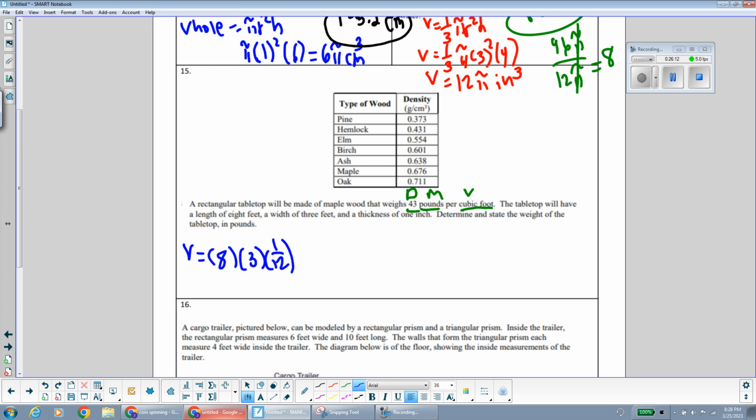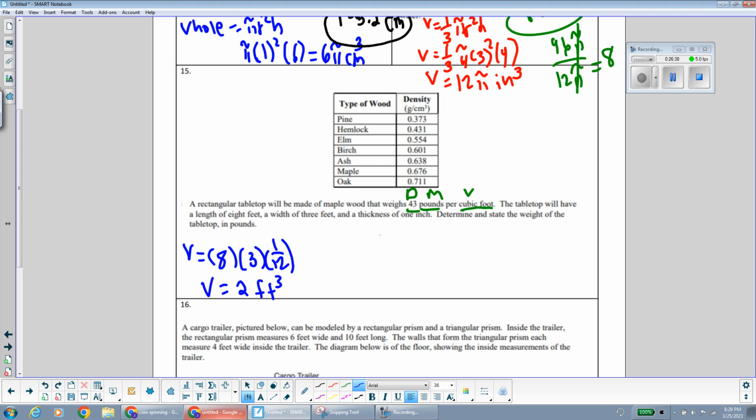Let me put that into my calculator and see what that is. 8, 3, 1/12. And that works out nicely. Luckily, that is 2 feet cubed because I converted the 1 inch to feet by dividing by 12. So all of my units were now in feet. So that is 2 cubic feet.